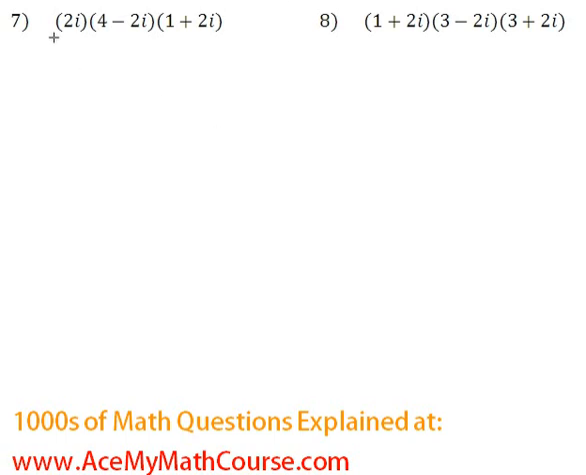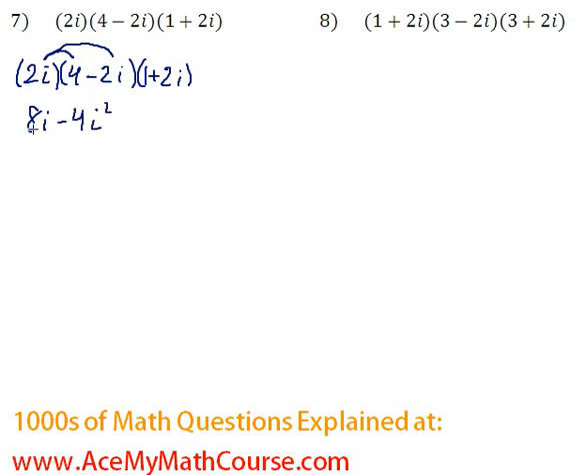Okay, now we have some massive operations to do with complex numbers. Starting with question number 7, we have 2i times (4 minus 2i) times (1 plus 2i). Here we're going to distribute the 2i. So 2i times 4 is 8i, and 2i times negative 2i is negative 4i squared. And the 1 plus 2i is just chilling out, relaxing right there, right now.